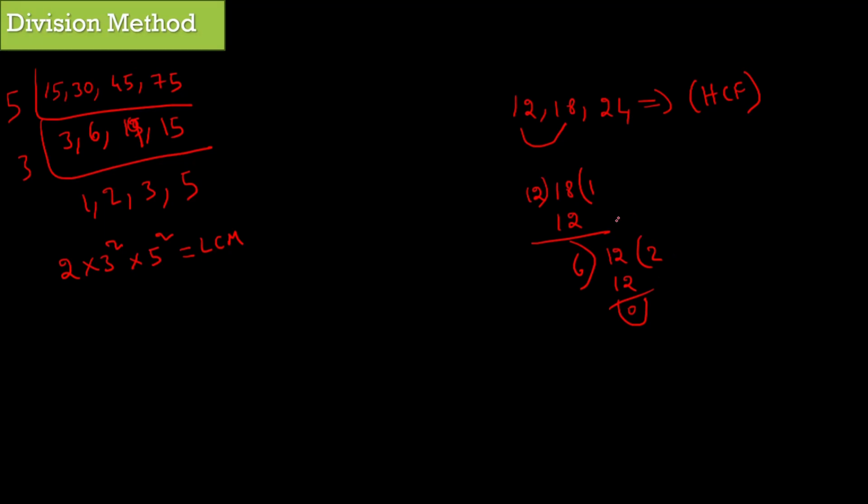So what is the HCF I got for 12 and 18? 6. Now do the process for 6 and 24. So 24, 6 fours are 24, remainder is 0. So where did I get the remainder 0 for all the 3? The divisor 6. So what is the HCF of 12, 18, 24?